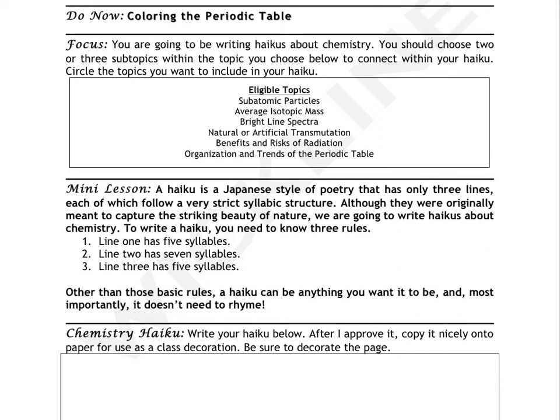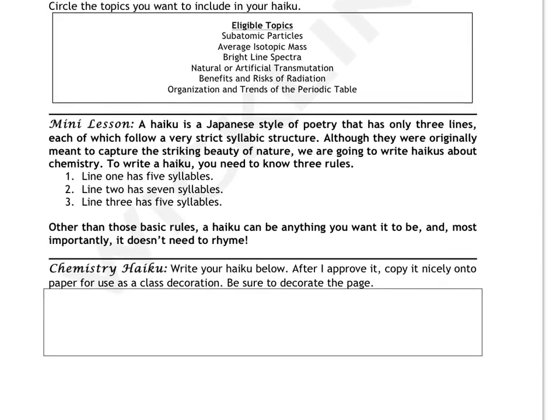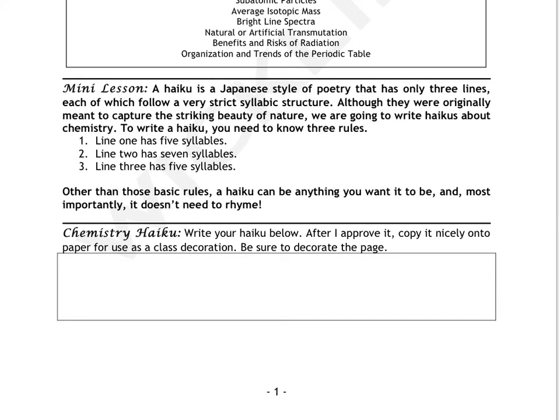Otherwise, just know that haikus are pretty strict in terms of their formats, and it can only have 3 lines, and here are the 3 lines right here. Line 1 may only have 5 syllables, line 2 may have 7, and line 3 may have 5 again. So it's 5, 7, 5, and there's no way around that.